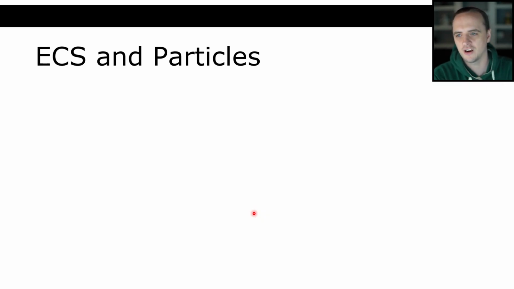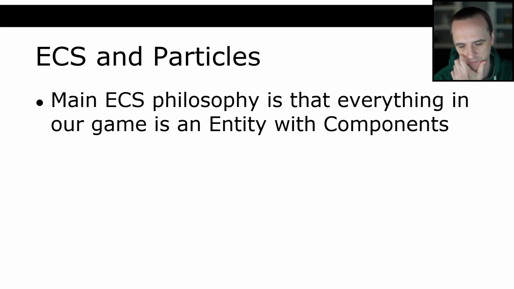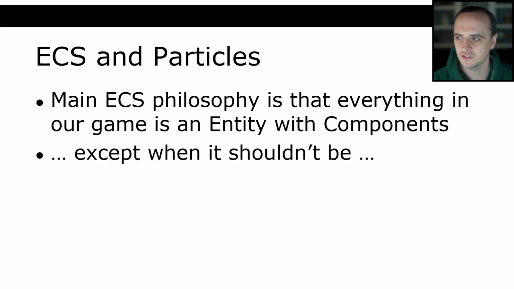So let's first talk about what we've been doing this whole course, which is ECS, right? So when I'm saying, okay, a particle system, why not just have our particles be ECS entities, right? So the main ECS philosophy that we've been feeding you so far is that everything in our game is an entity that has components and it's handled by our systems, right? Except when it really shouldn't be. And so we haven't had any exceptions so far, but today we're going to talk about that exception.